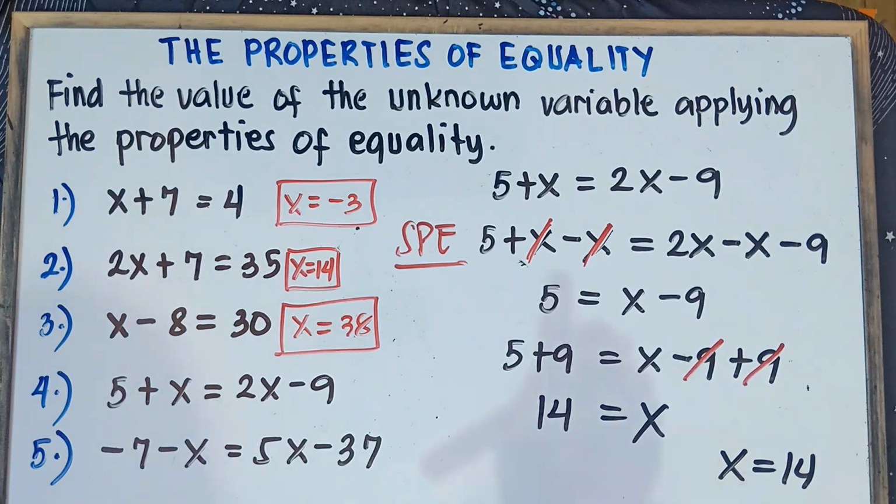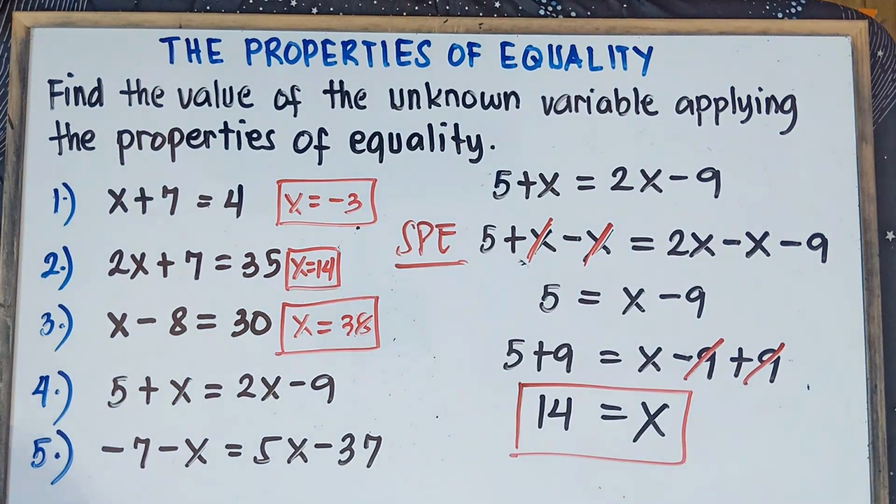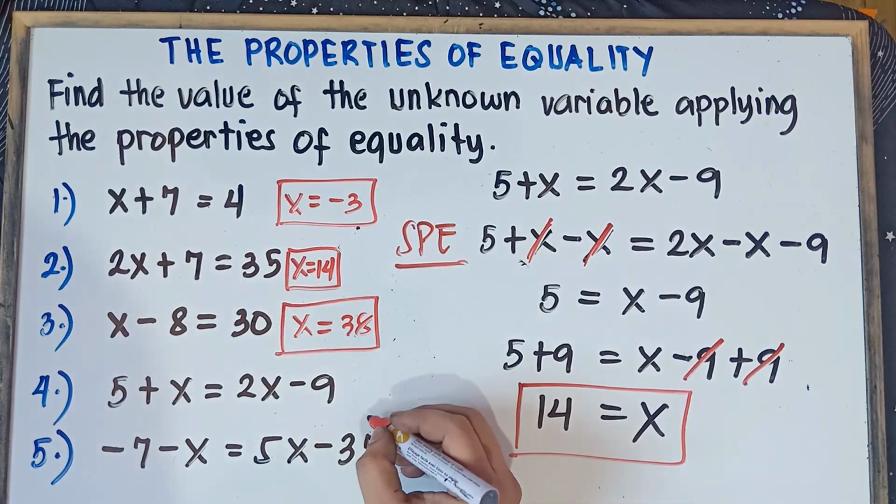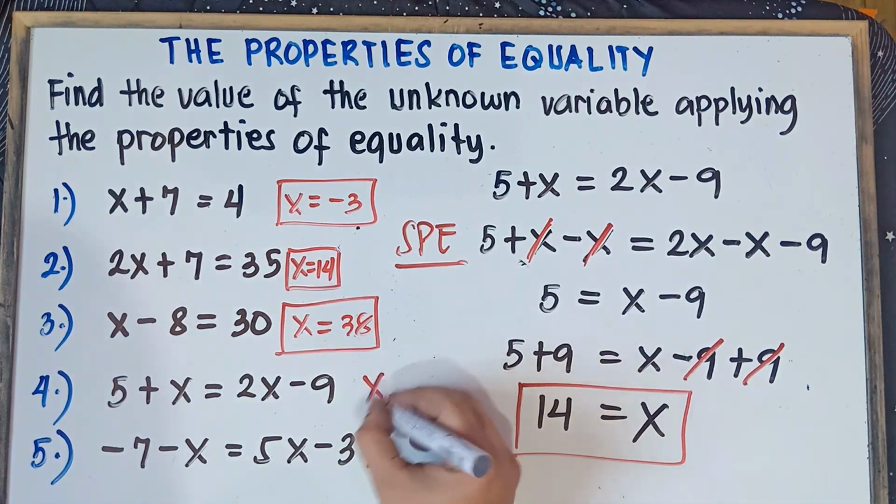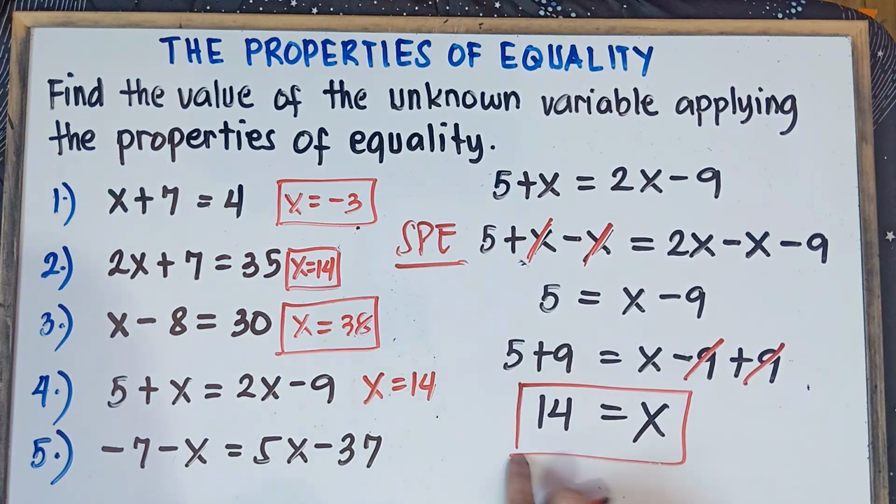Do not be confused, class. This is just the same. So therefore, our x value would be 14. That's it, class. That's the answer with regards to example number 4. x is equal to 14, or 14 is equal to x. This is just the same.